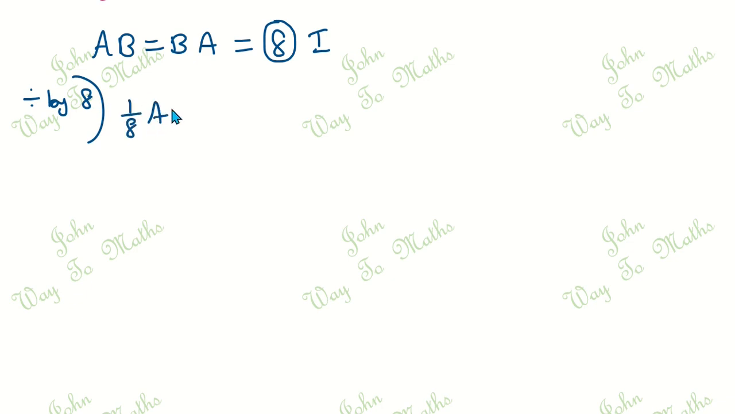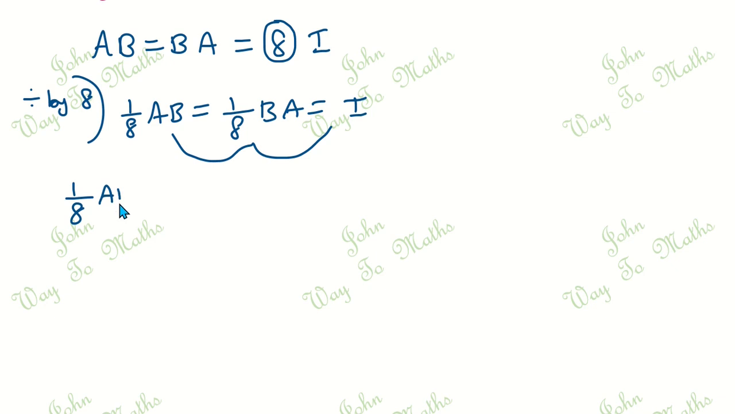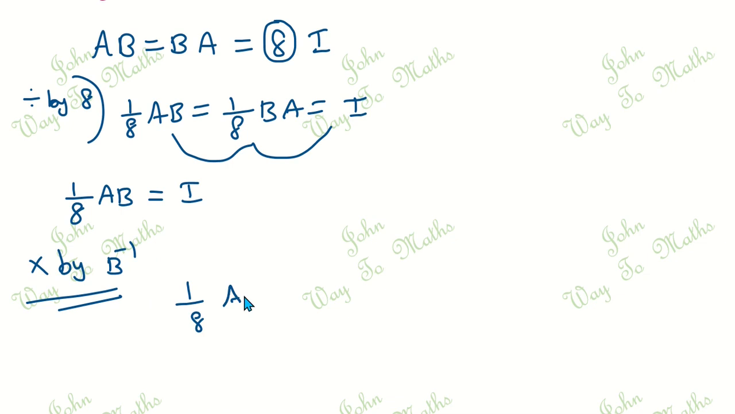So 1 by 8 times AB is equal to 1 by 8 times BA is equal to, the 8 will be cancelled, so remaining identity matrix. So choose any one from this: 1 by 8 times AB is equal to identity matrix. So we need B inverse here, so I'm going to multiply by B inverse. Here I'm going to apply post multiplication, okay, 1 by 8 times A B B inverse, which is equal to identity matrix with the B inverse.